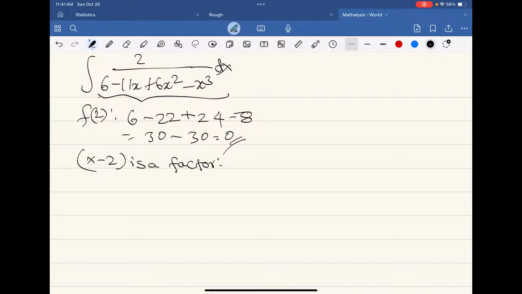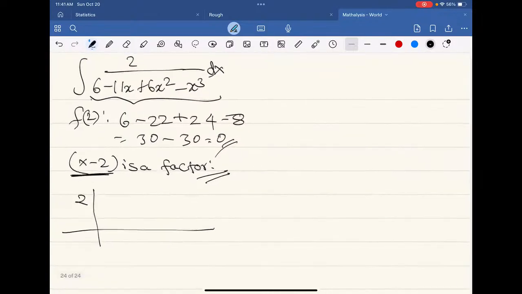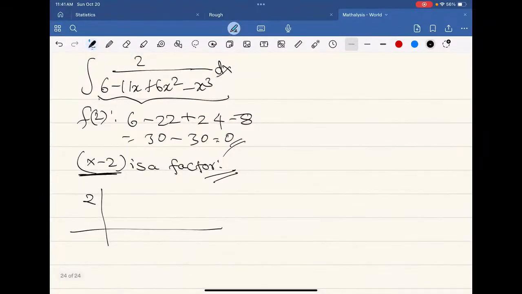Now to find the remaining factors, I can either do polynomial division or also I can do synthetic division. Okay, for synthetic division, I will just write the zero of this factor, which is 2, right? And then I will just write the dividend with just the coefficients. So x cube has minus 1 coefficient, x square has 6, x has minus 11, and then 6. Notice that if there is any term missing, we need to write 0 for them.